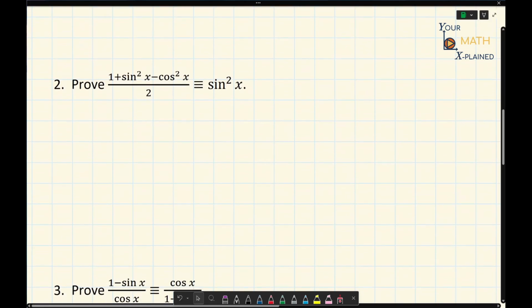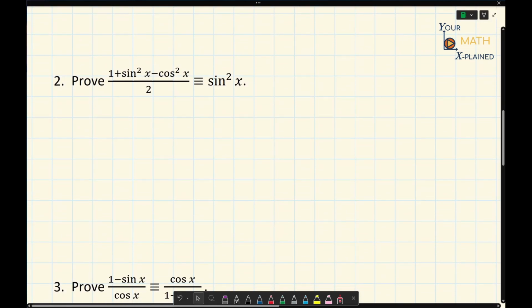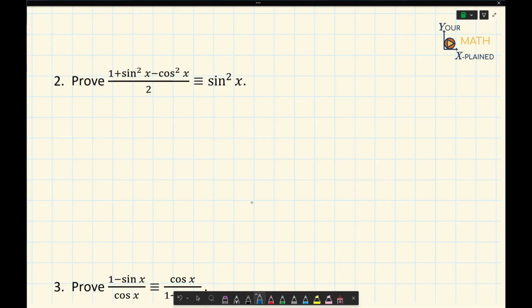Let's move on to our second example. Again, we're going to be working with the left side here because that's the more complicated looking side. So we start with 1 plus sine squared x minus cos squared x over 2. And now I am just going to reorganize this a little bit. So this is going to be 1 minus cos squared x plus sine squared x. So I'm writing this out so that you can see this clearly.